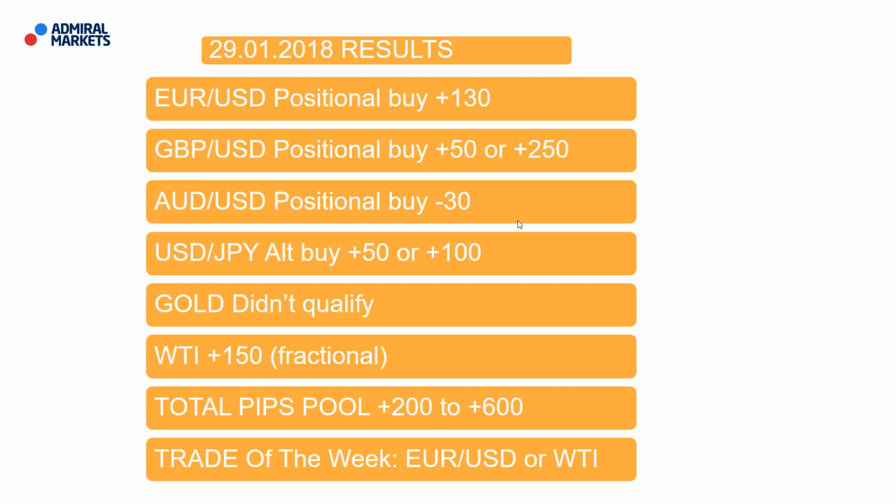So let's continue with our recap. So euro dollar positional buy was good for approximately 130 pips. Pound dollar was good for between 50 and 250. Australian dollar was a loss, minus 30 pips. Dollar yen between 50 and 100 pips.